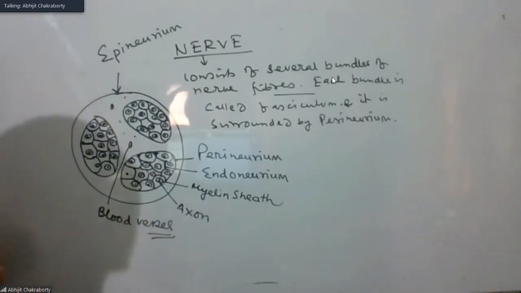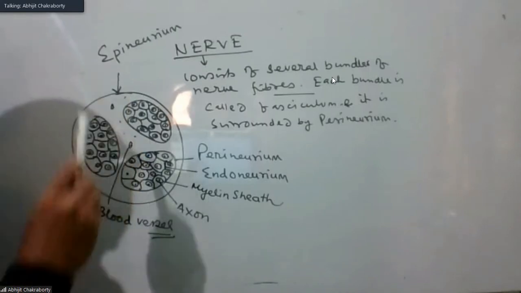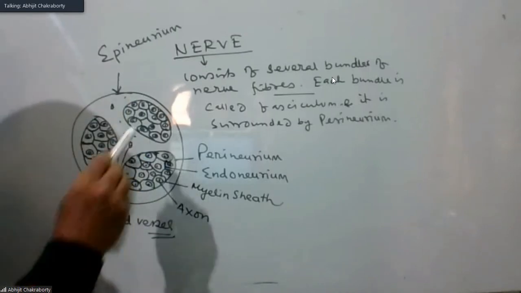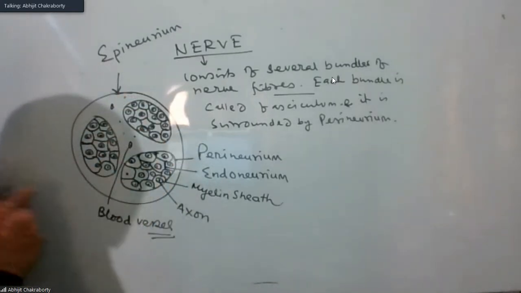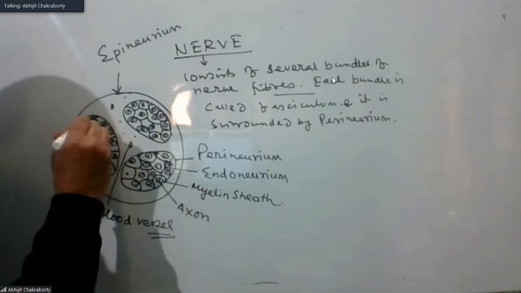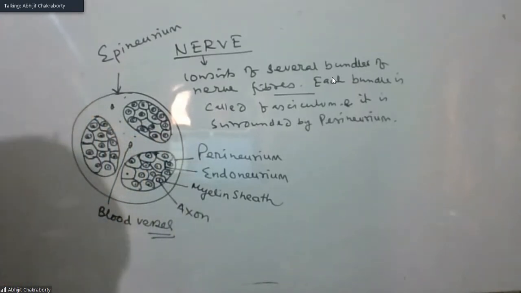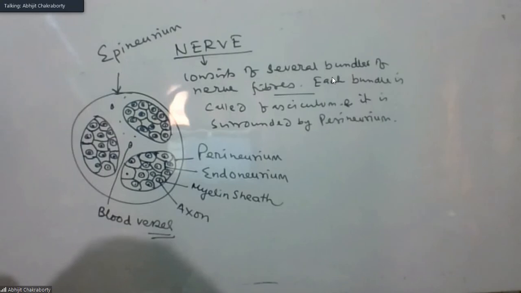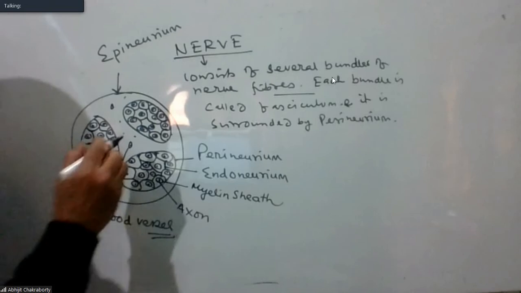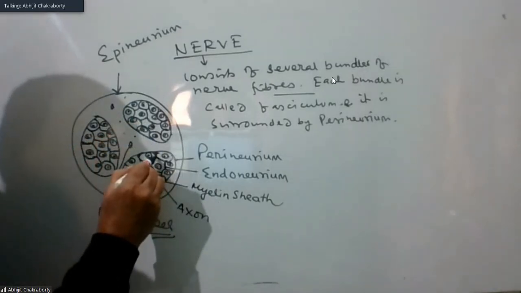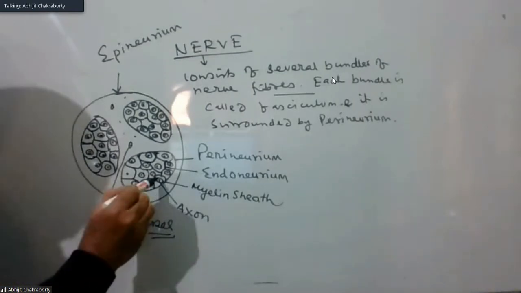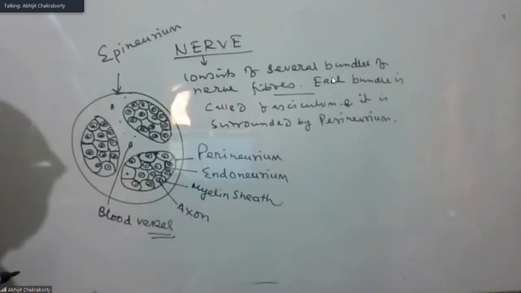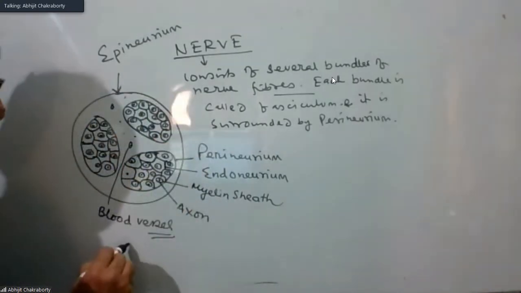These are the several bundles of nerve fibers. Each bundle is called fasciculum and it is protected by a membrane called perineurium. This is also perineurium, this is also perineurium. And each fasciculum is again made of flattened cells, surrounded by endoneurium. This part is the endoneurium. And inside which you will get the axon and surrounding which you will get the myelin sheath. So that is the whole structure of a nerve.